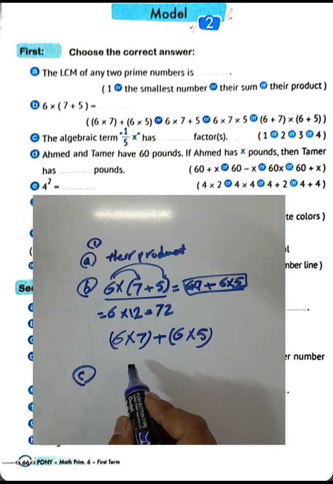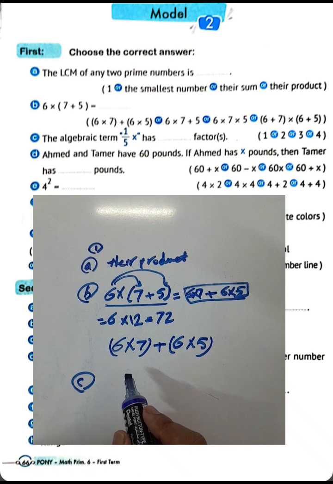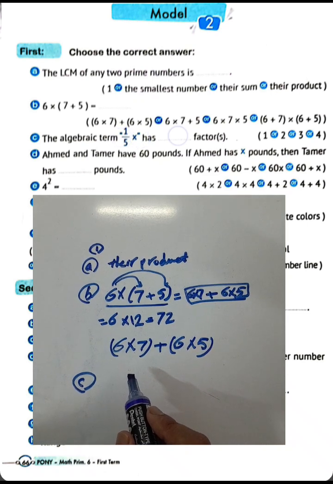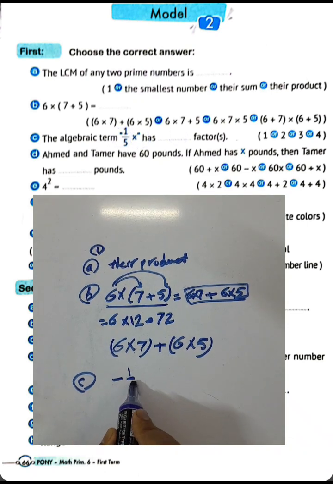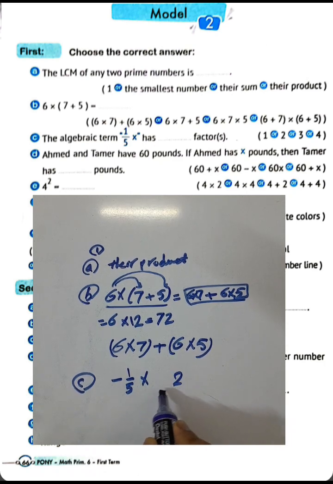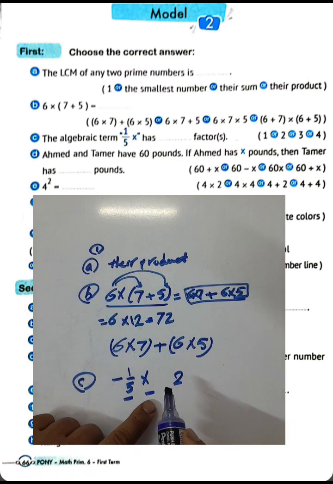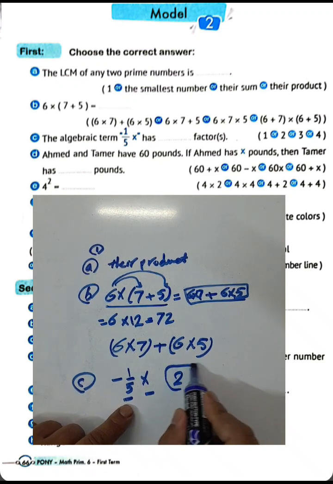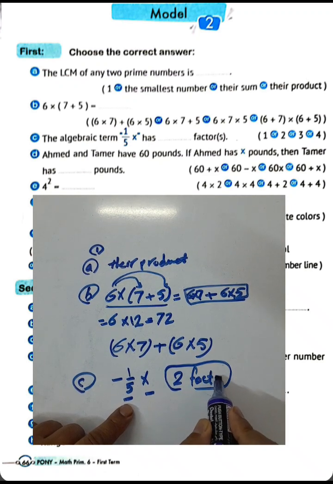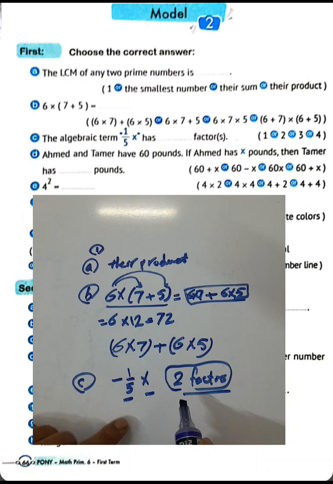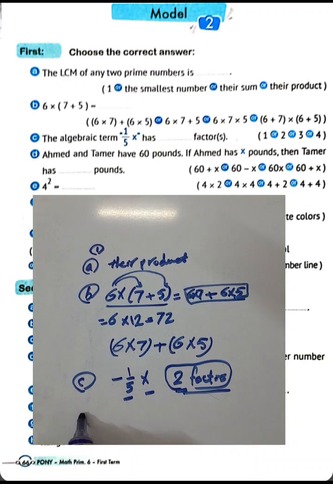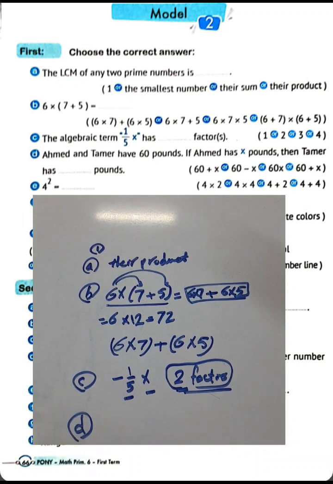Question letter C. The algebraic term negative 1 over 5x has two factors. We have negative 1 over 5x. We have here two factors: x, which we call the algebraic factor, and negative 1 over 5, the numerical factor. Then we have here two factors. The result will be 2.